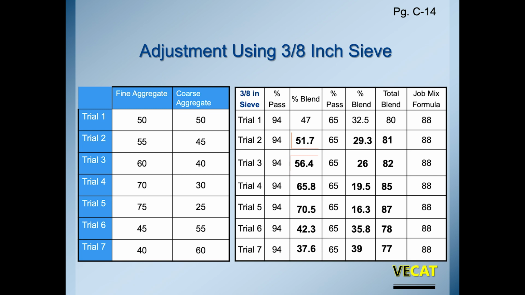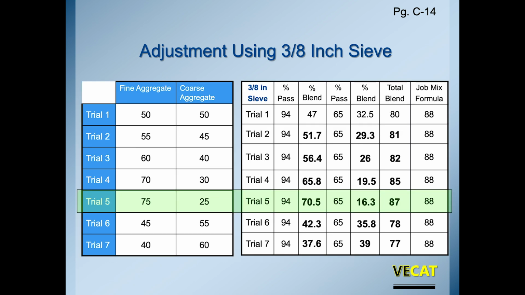And if we look closely, you'll see on trial number 5 that we had a total blend of 87 for this 3/8" sieve with our target being 88. So we're very close to the target for this one. So now we seem to have a pretty good place to make our adjustment to use a fine aggregate percentage of 75 and a coarse aggregate percentage of 25.